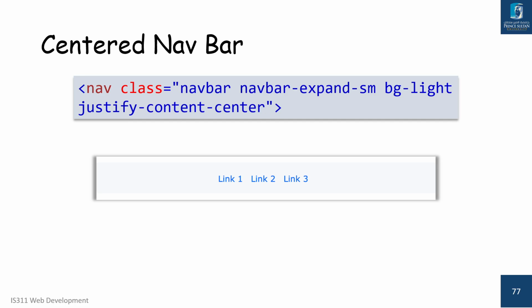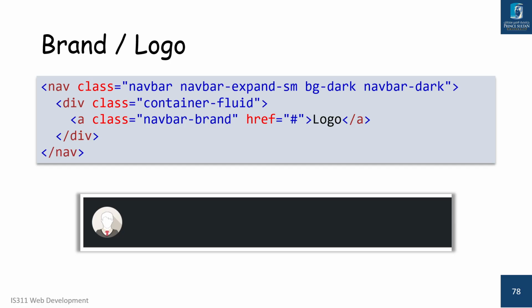Like here we can say navbar-expand-sm. It means that it is going to expand itself to the maximum size. bg-light, background is light, justify-content-center, so it will come inside the center of the screen. We can also say navbar bg-light, and then we can also say bg-dark, so background is dark.